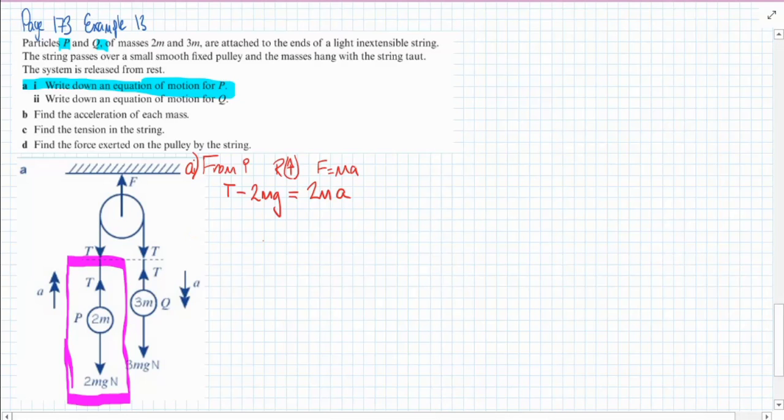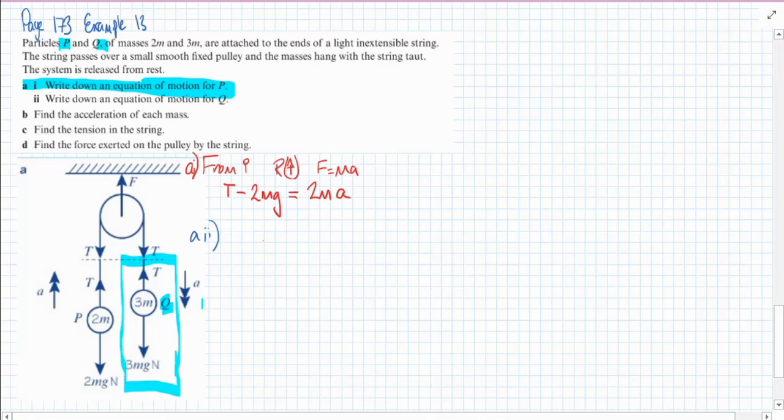For my next part, write down an equation of motion for Q. Here's Q, so I want everything in this blue box here. It's moving in this direction, so the downward force here must be greater than the upwards force here. So again, I'm resolving vertically, and again using Newton's second law. The biggest force goes first, and I've got my equation now, which involves something to do with motion, so I've got my equation of motion.